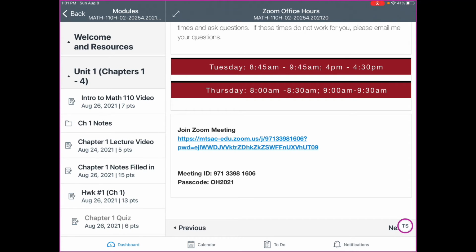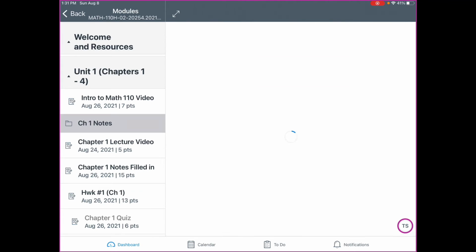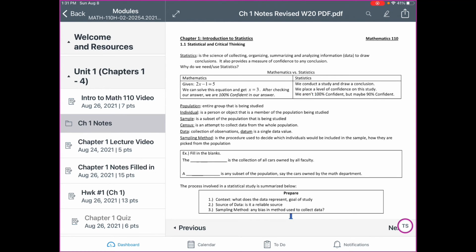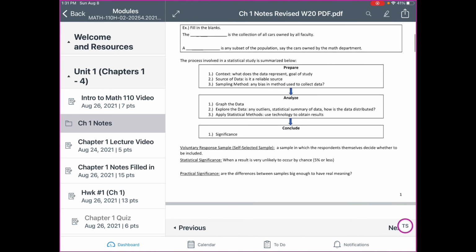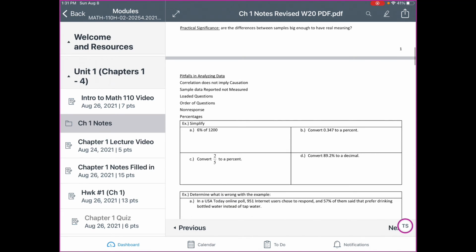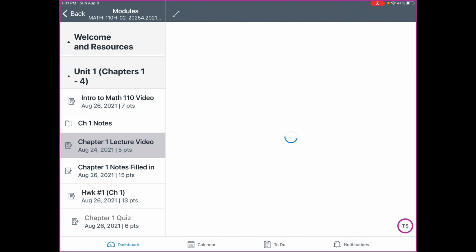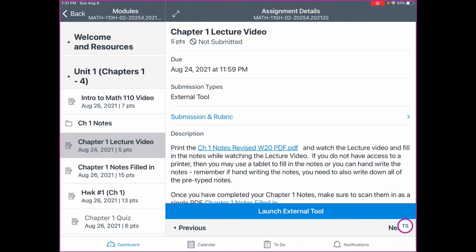So our first unit is going to cover chapters 1 through 4. And so if you click on chapter 1 notes, these are what you need to print or download and complete. And the lecture videos are going to go along right with these notes, so it's best to have them printed and ready to go before you actually start watching the lecture video. The lecture videos are using a program called PlayPosit, and so for this you need to launch your external tool if you're using a phone or an iPad. If you're using a computer, it should have it already embedded on that screen for you.